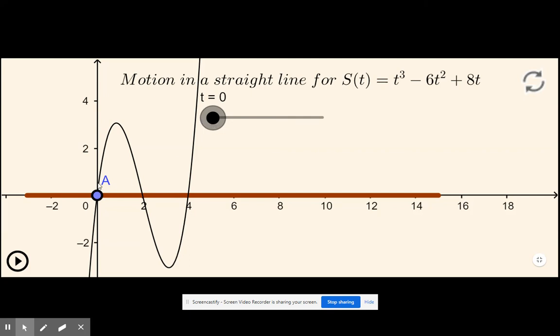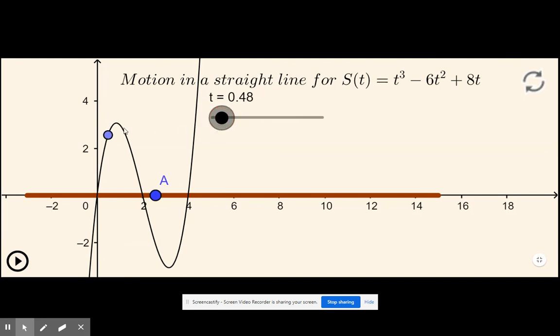What do you notice about the slope of the graph here? All these slopes, if I had you draw a bunch of different tangent lines here, all those slopes would be positive. Which way is the particle moving? To the right. So I'm going to highlight this again. The particle moves to the right.